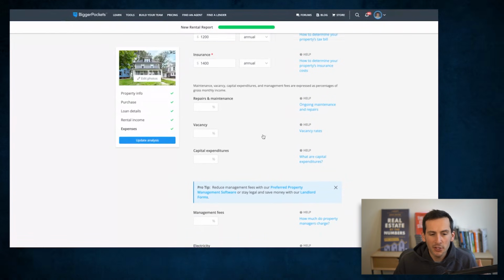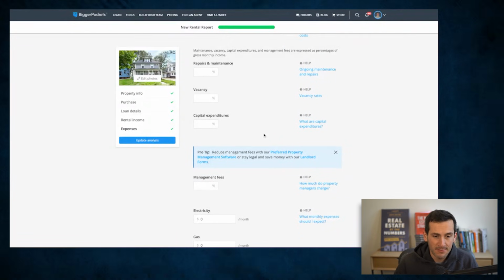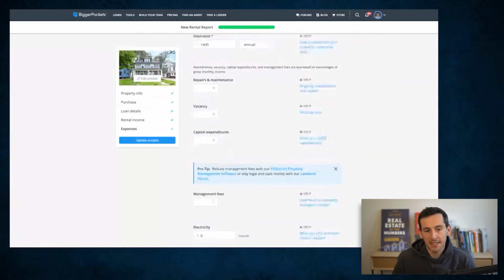But we're going to move on to what are known as variable expenses, which are a little bit harder. It doesn't have to be hard, but it's just not the same every single month, and you can't get an exact quote for it. These are things like repairs and maintenance, capital expenditures, vacancy. You don't know what these are going to cost, but you want to plan ahead for them.